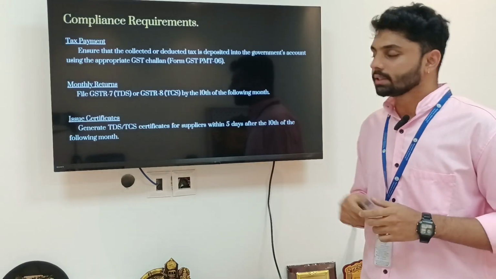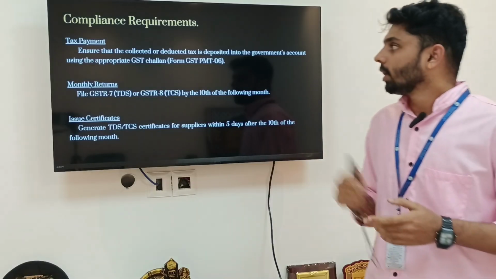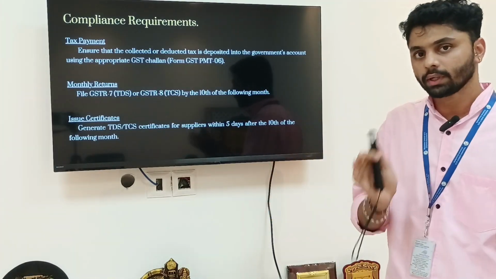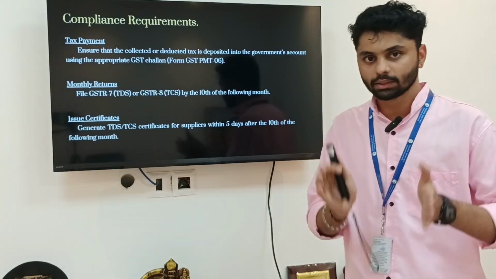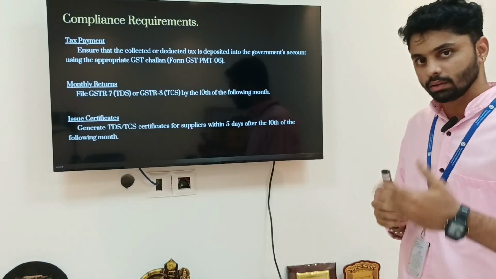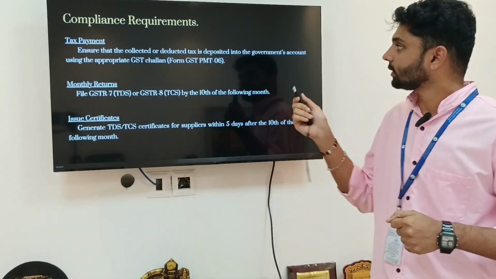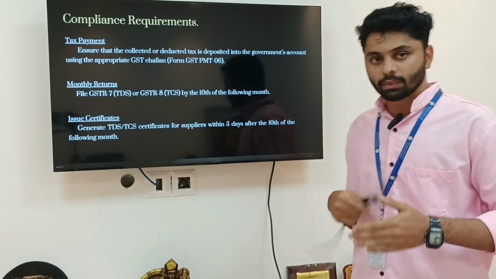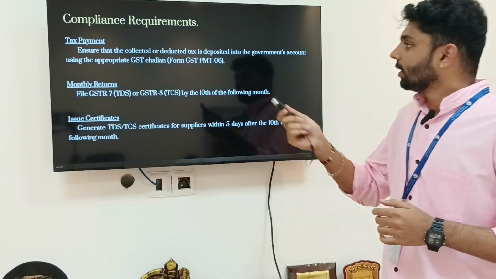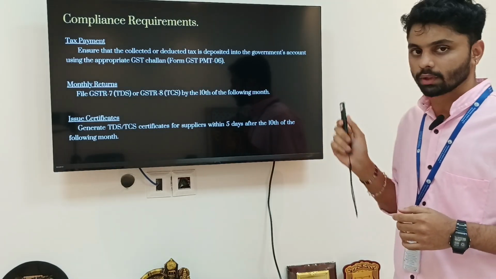Next are certain compliance requirements from the deductors' and collectors' point of view. First is tax payment. The amount that is deducted and collected needs to be paid to the government before the 10th of the next month. Like if he collects in January, before February 10th he has to pay the amount to the government, in the appropriate challan as well, the GST challan, that is form GST PMT 06. After that, monthly returns, that is before the 10th as well. First tax payment, later returns, that is file GSTR 7 for TDS and GSTR 8 for TCS by the 10th of the following month.